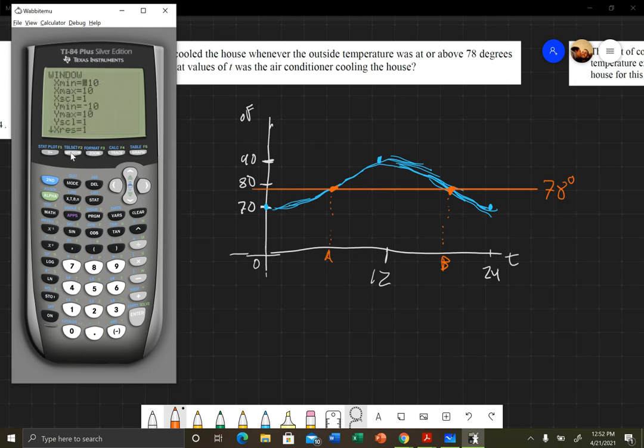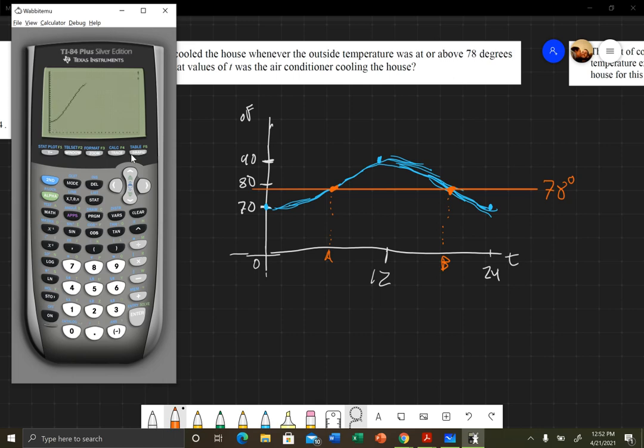And for this, I want to create a window of values so that way I can see what I'm working with here. What I'm going to do here is my window is going to be from 0 to 25 because we're working from 0 to 24 hours, right? So I want from 0 to 25. And then for my Y values, for my sake, I'm just going to do 65 to 95. Okay, that should get me a big picture of what we're graphing.